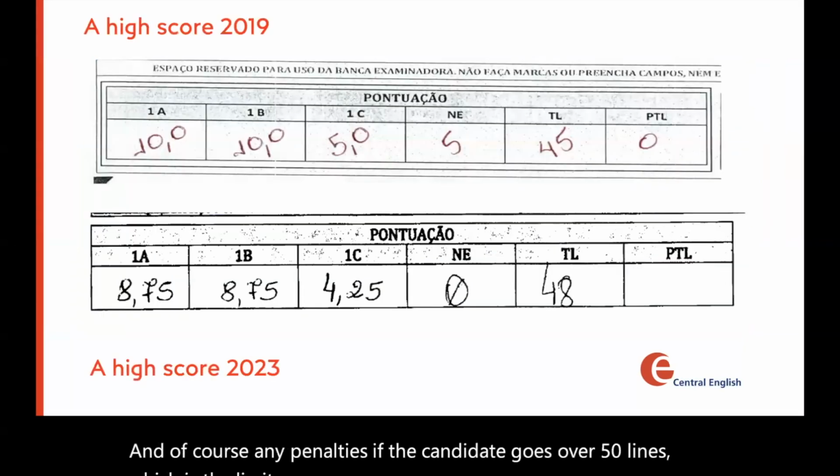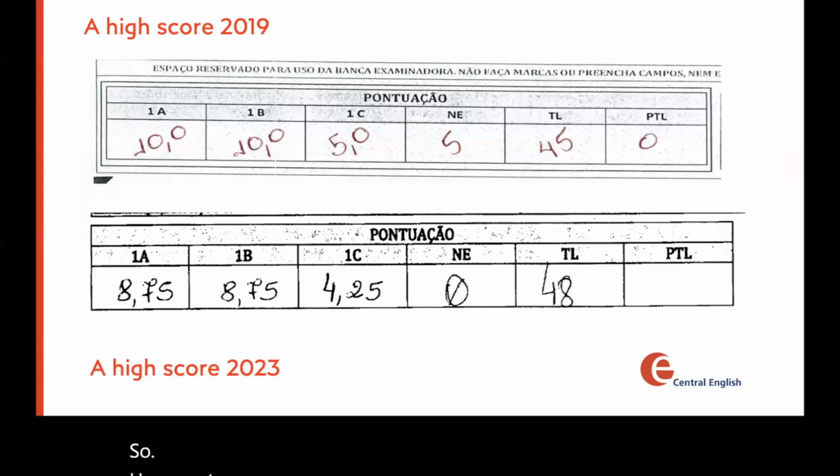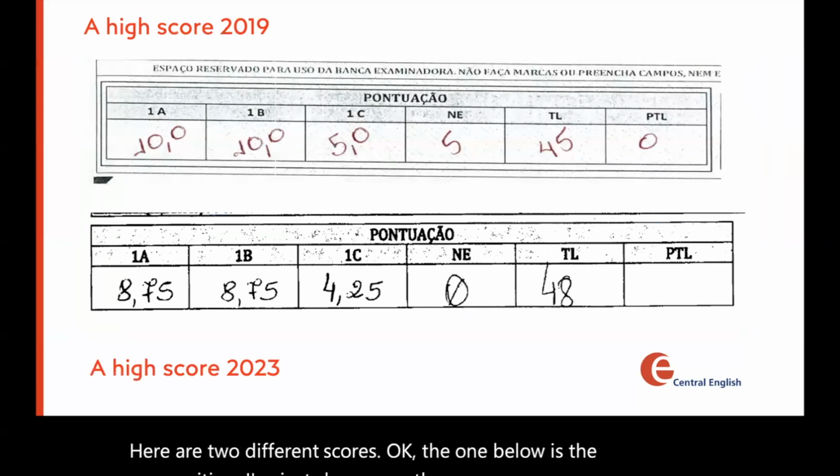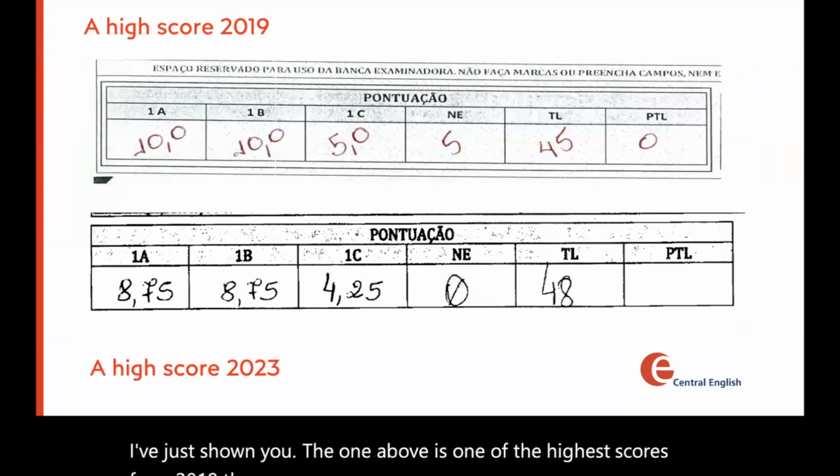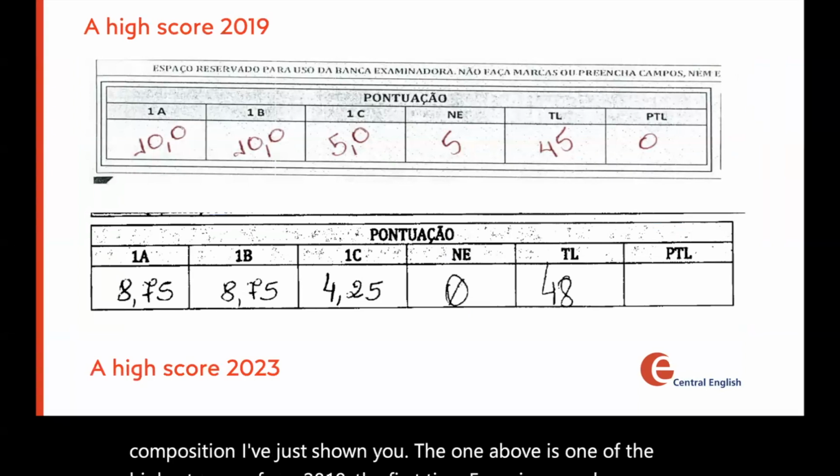So here are two different scores, okay? The one below is the composition I've just shown you. The one above is one of the highest scores from 2019, the first time IAGIS was chosen as the exam board.